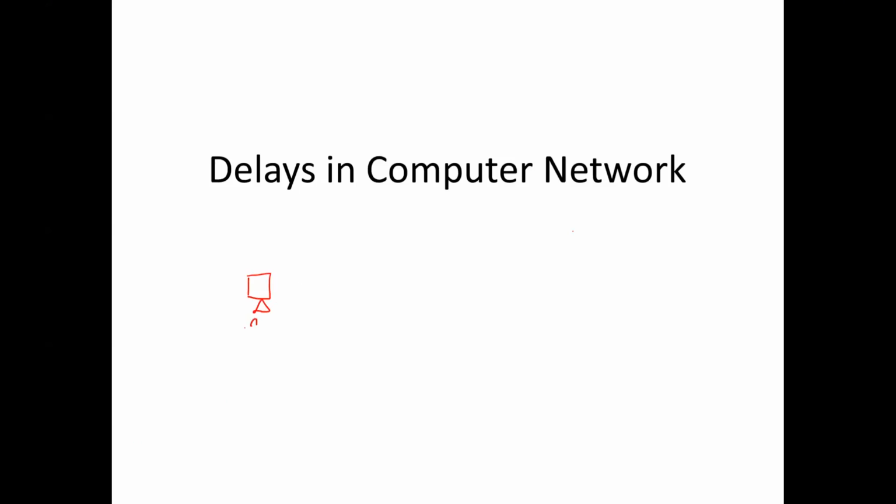If, for example, you have a source and a destination, between the source and the destination there could be many intermediate devices. Let's assume there are 3 routers on the path from the source to the destination. Okay. So now on all these links and on the intermediate devices, different types of delay occur.